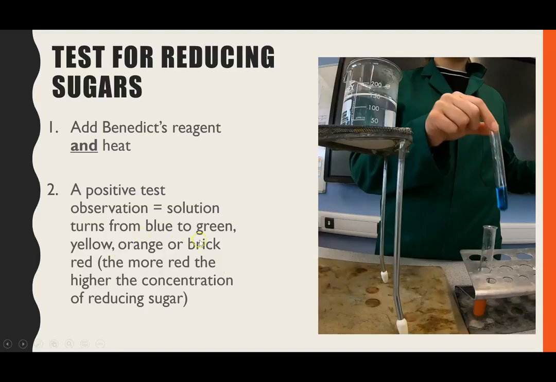And you can get other colours other than that bright orange, that brick orangey red colour I've got there. And the different colours would indicate the concentration of reducing sugar you have. So if you only had a green colour or greeny yellow, that indicates a low concentration of reducing sugar. The more orangey red it is, the higher the concentration of reducing sugar.